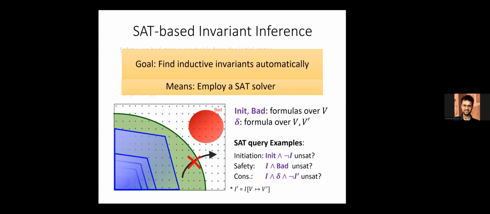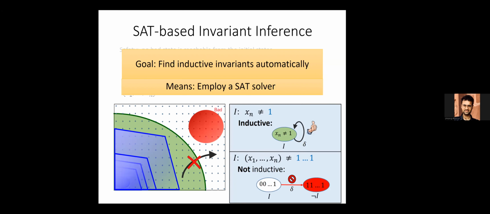So I have a question. Yeah. So are we talking about finite state systems? Yes, great question. So yes, in this work, we focused on systems where the state is just a set of Boolean variables. So we have finite state systems. Yeah. Okay, thank you. Thanks for the question.